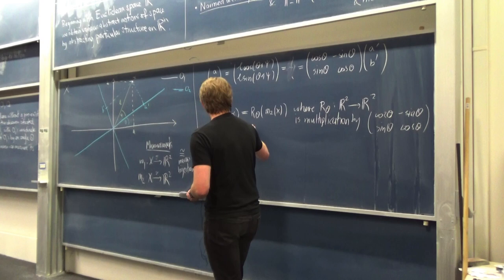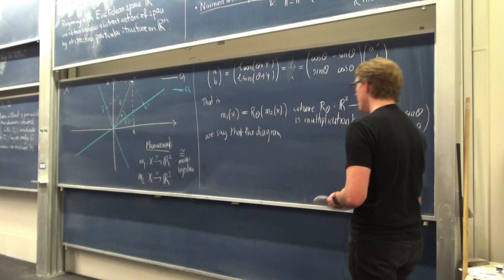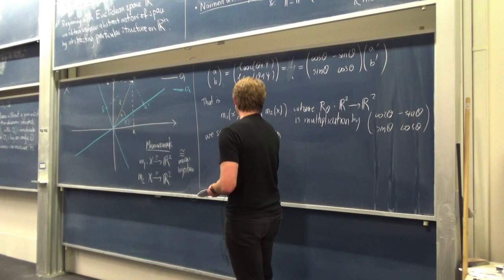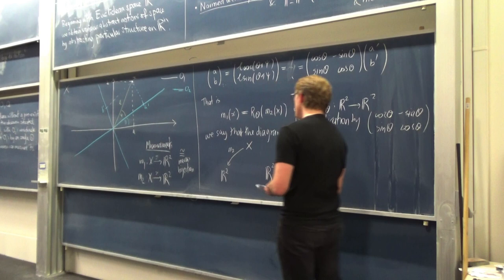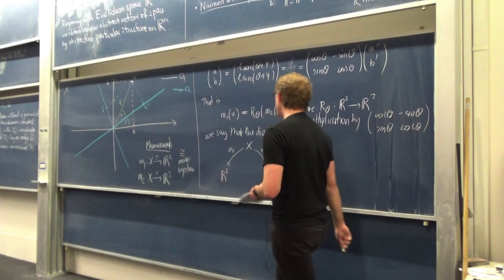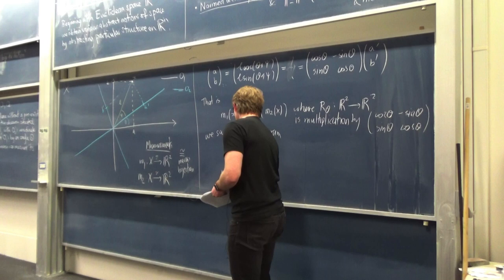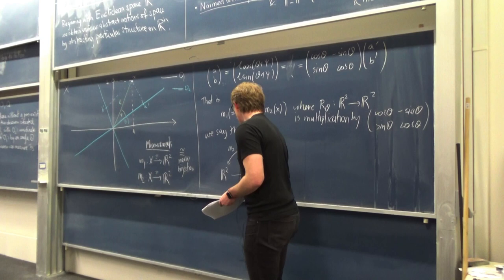So it's convenient to represent that equation, M1x equals r theta M2x, by a diagram like the following one. So there's x, there's R2. Observer 2 makes his measurements, her measurements, gets a point in R2. Observer 1 makes their measurements, gets a point in R2. And the relation between those two measurements is the transformation r theta. And as we know, this is an isomorphism. That is, it's linear and a bijection.